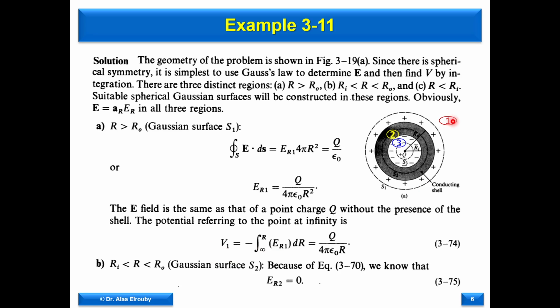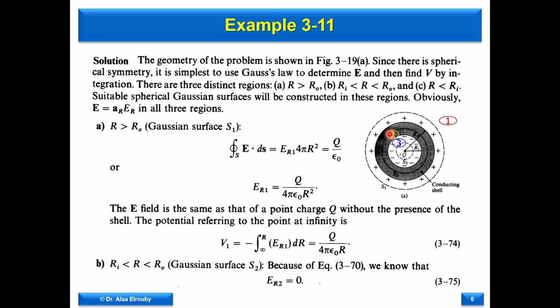Same thing for electric potential. The electric potential at a point in region number 1 is exactly the same as the electric potential because of a point charge at the origin. So in region number 1, the conducting spherical shell doesn't have an effect.